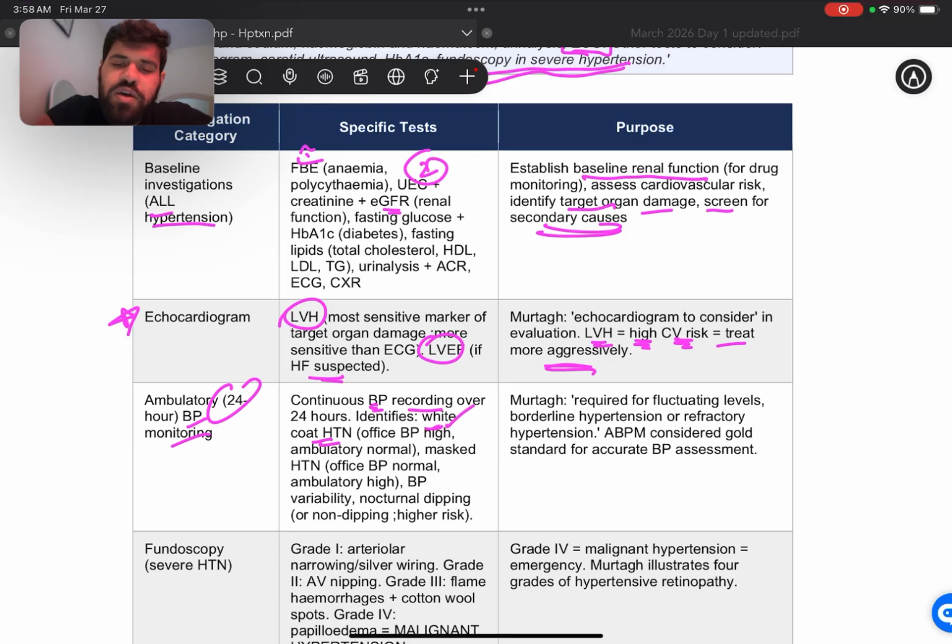So it's either white coat hypertension or masked hypertension. All right, and masked is the opposite of white coat. So the BP is normal because the person is in the doctor's office. All right, you have to check for BP variability as well, and nocturnal dipping versus non-dipping.